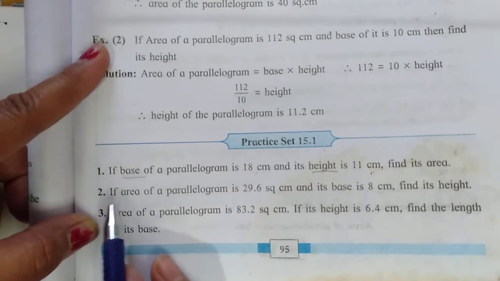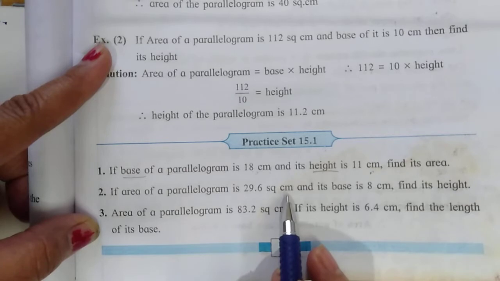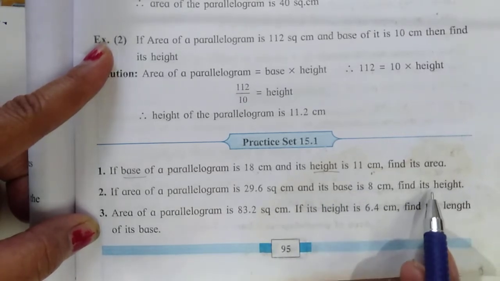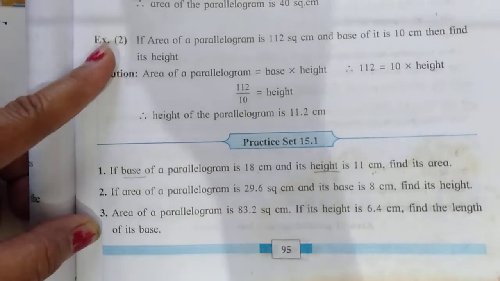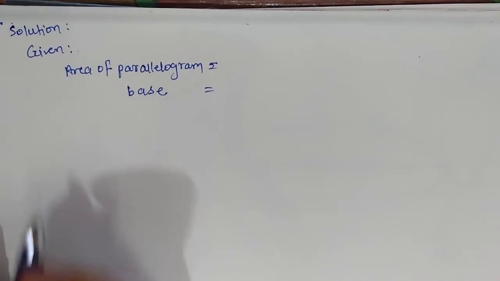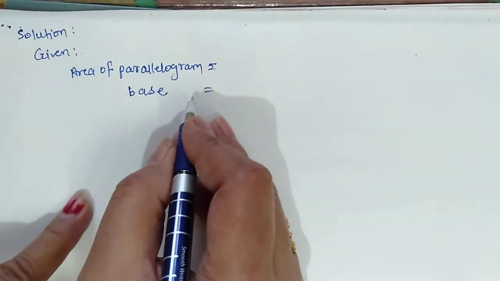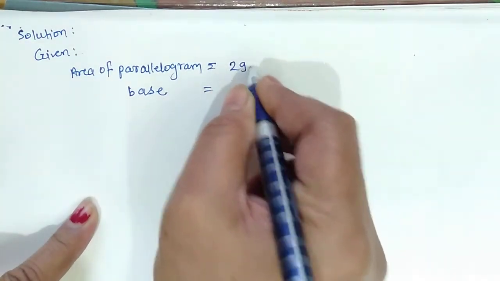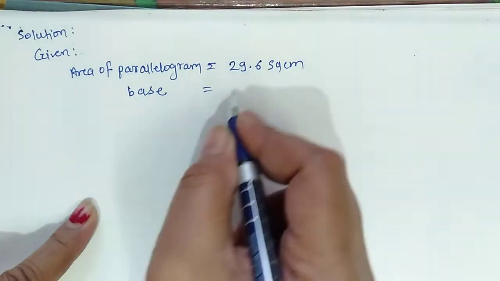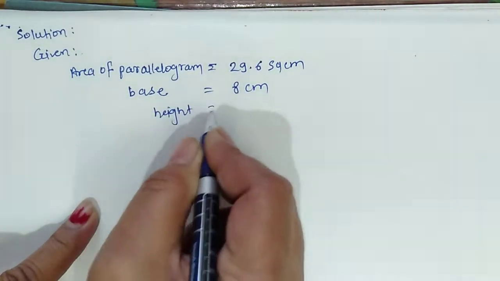Now see the second question. If the area of a parallelogram is 29.6 square centimeter and its base is 8 centimeter, find its height. So here area is given. We have to find the height. See the solution. Firstly, write down the given things. Area of a parallelogram is equal to 29.6 square centimeter. Base is equal to 8 centimeter and height is equal to question mark.